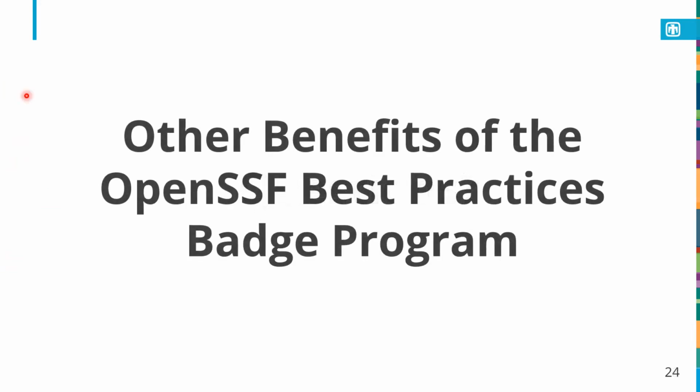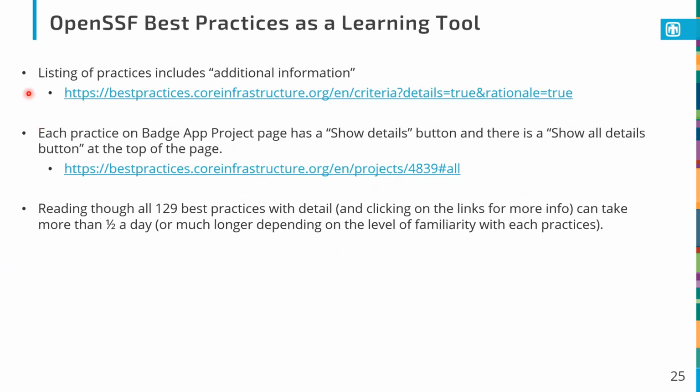So let me talk about some of the other benefits of the OpenSSF Best Practices Badge Program. One benefit that I found, at least for myself, is that I think this is a pretty effective learning tool. When you go to the full set of practices, there's this page called criteria under the main site, where it lists out the criteria for different levels or all the levels, and you can tell it to list additional information. It gives you a lot of information about each of these practices and the motivation for them, how you can satisfy them, what the issues are, and so forth. And then within the badge app itself on your project page, each practice has a little button called Show Details that can go into greater detail about that practice, so you can learn about it and what it takes to satisfy it. And then there's a Show All Details button at the top of your project page.